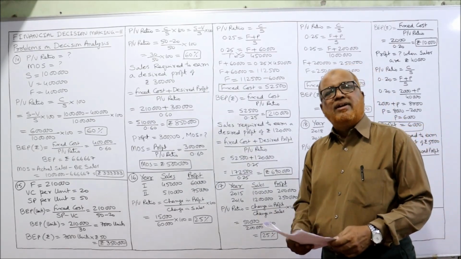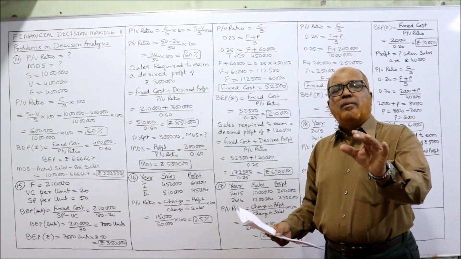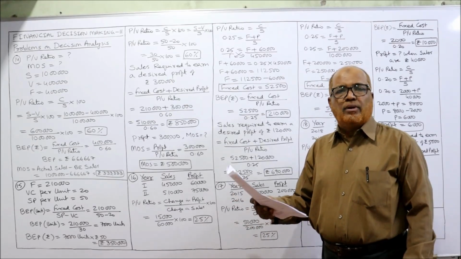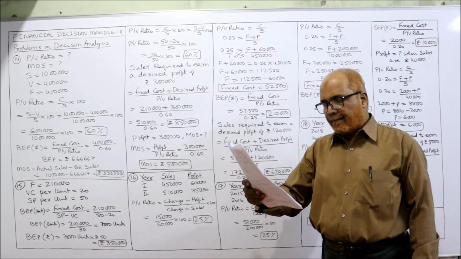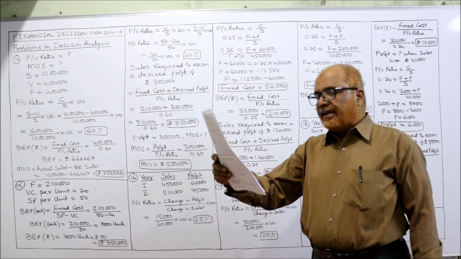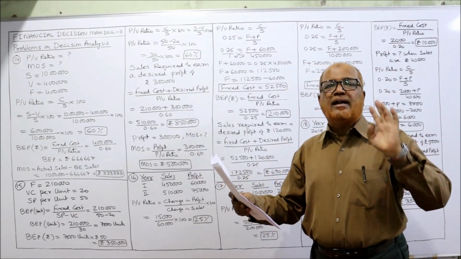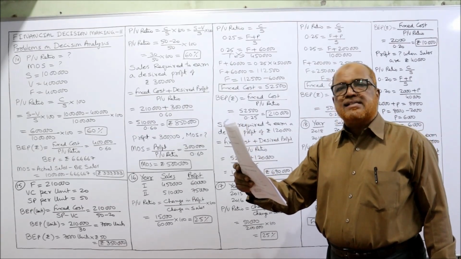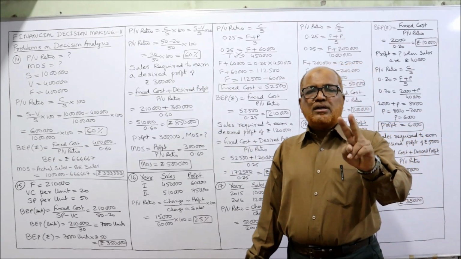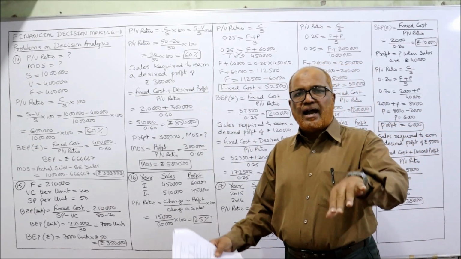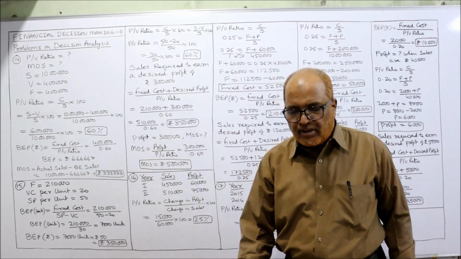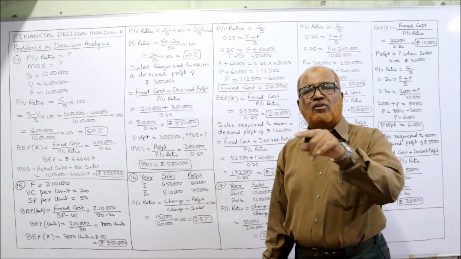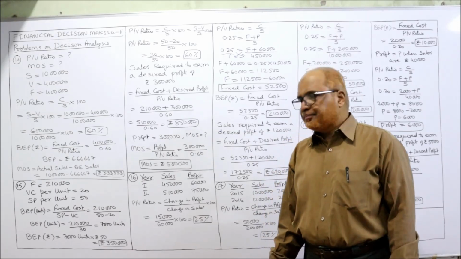Now I am coming to the 17th problem. The 17th problem is almost exactly similar to the 16th problem. You don't find any difficulty. Given 2015-2016, 2 years data is given. For both the years, we are given the sales and profit. Calculate PV ratio and BEP. Exactly the same procedure that we have done in the previous problem.